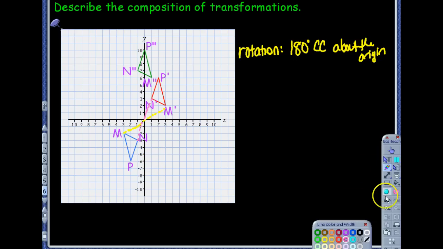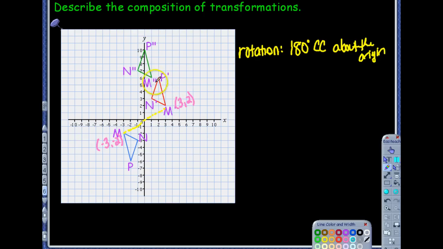Now, another thing you could have done is pick the coordinates. So let's say point M is (-3, -2), and then M prime is (3, 2). And I'm noticing the x-coordinate and y-coordinate are just opposites. And that's a pattern of a 180 degree rotation, doesn't matter direction, about the origin. Right. So knowing that can be helpful too. Exactly. Okay, so we know that the first thing that's happening is we have a rotation.